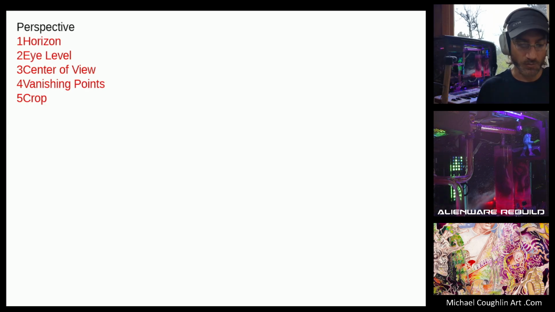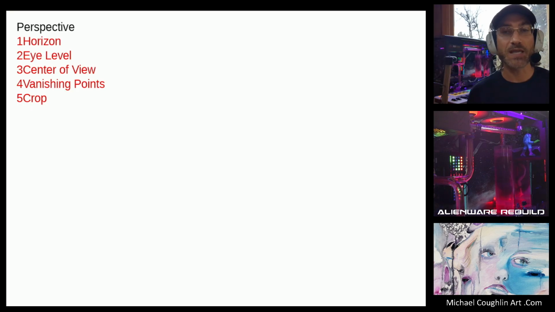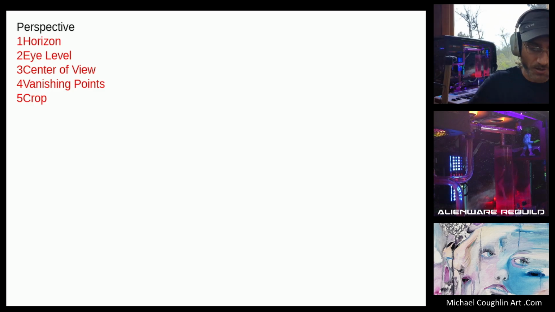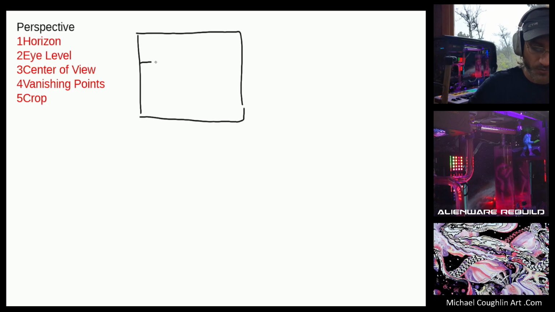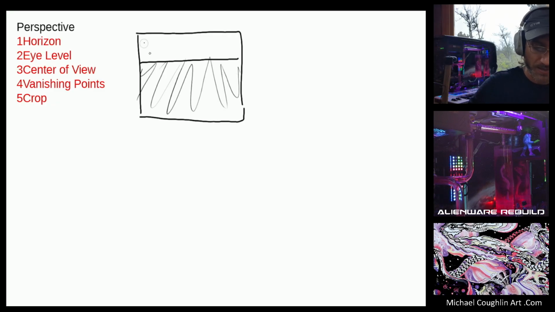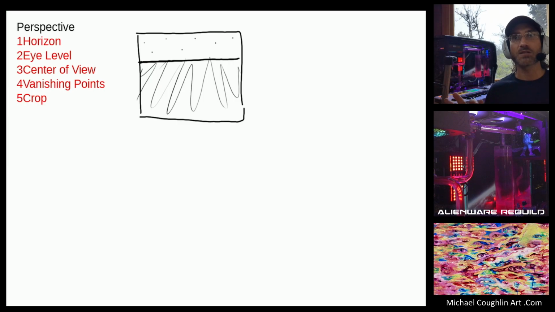So, the first one, horizon, is where the land meets the sky. That's the only definition of horizon. And we'll look at a couple of different versions of that right now. The basic is right here. Let's say this is water, and then up here, let's say this is the starry sky. Where's the horizon? It's right here. That's where the land meets the sky.